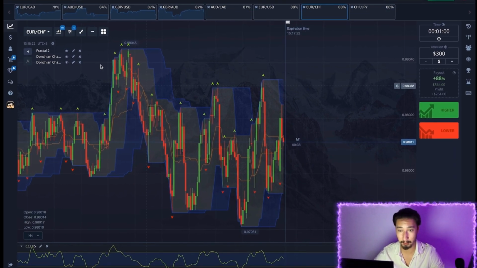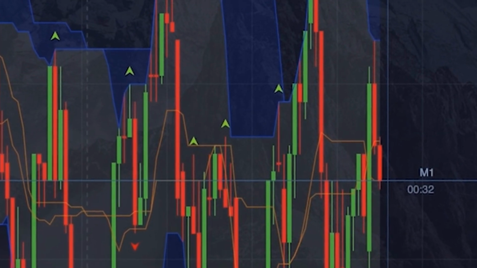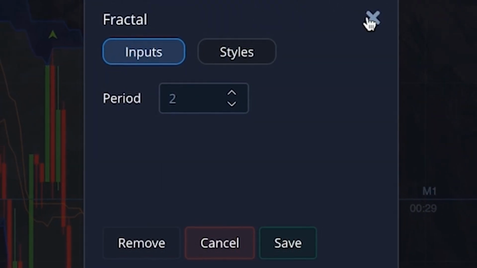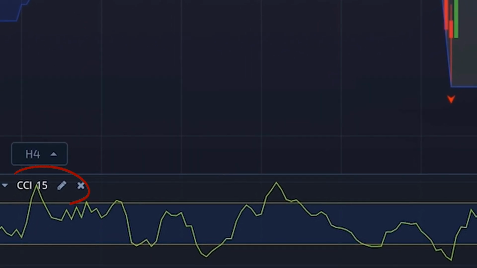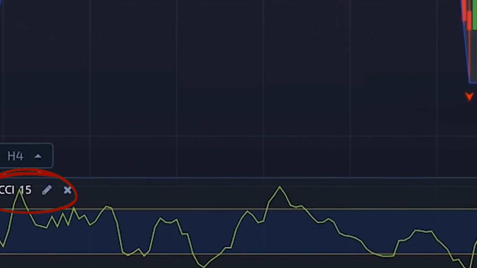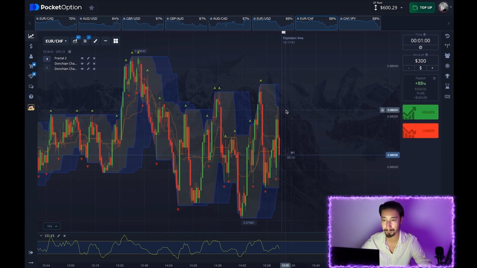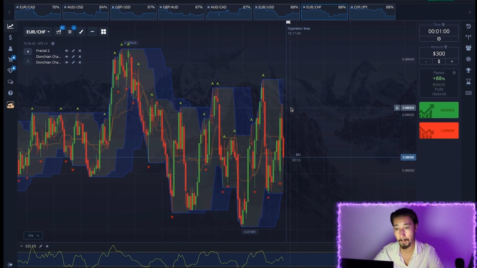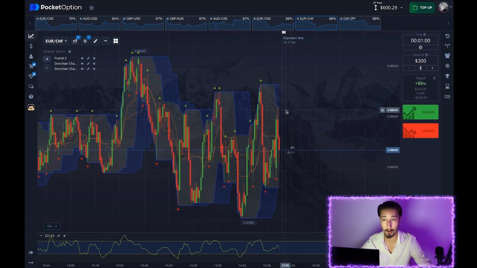Double Donchian channel. The first one will go with a period of 20, the second one with a period of 10. There will also be fractal with default settings, and to help them there will be the CCI oscillator with a period of 15. Today we will focus on overbought and oversold areas. Also look for new local highs and lows, and navigate by searching for new extremum points, guys.